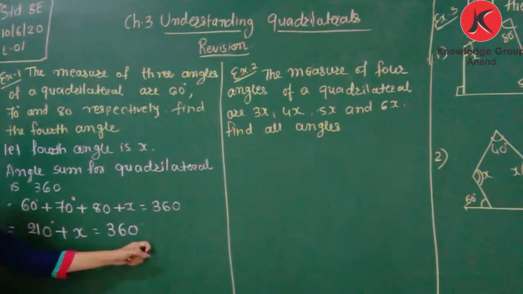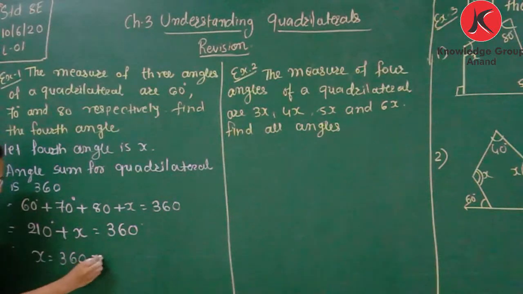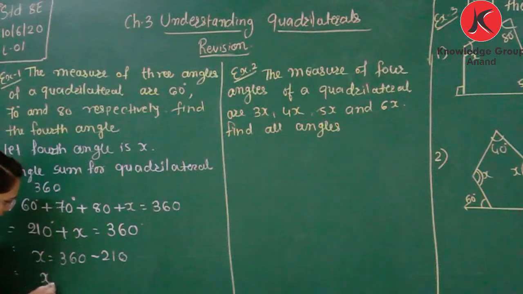210 on right side, x is equal to 360 minus 210. X is equal to 150. So value of unknown angle x will be 150 degree.